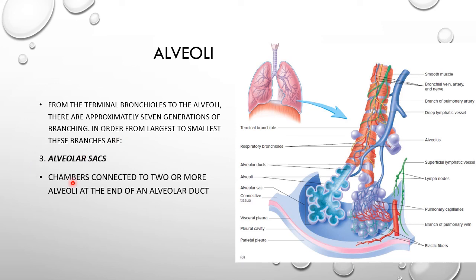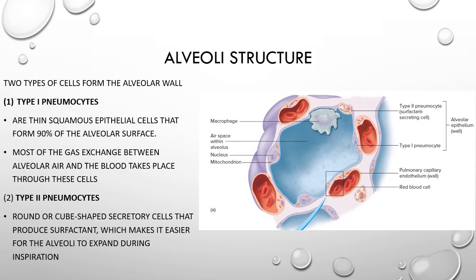And then lastly, the alveolar sacs. These are chambers connected to 2 or more alveoli at the end of an alveolar duct. Okay? So those are your alveolar sacs, no? Itong buo, this is the duct, then your alveolar sac. Okay? So let's discuss the alveoli structures.